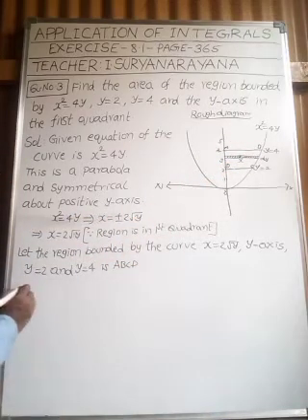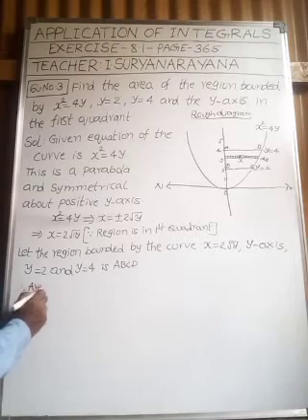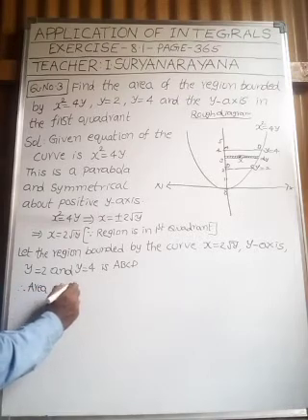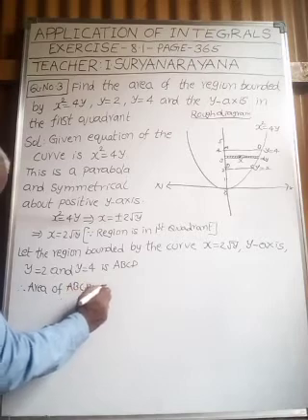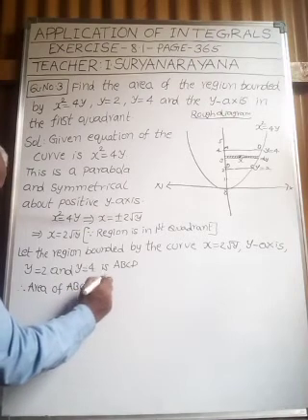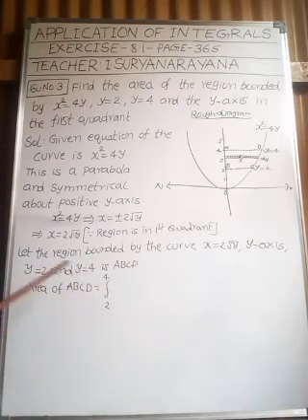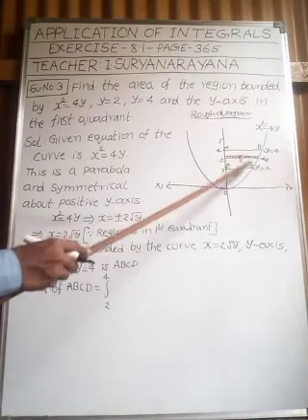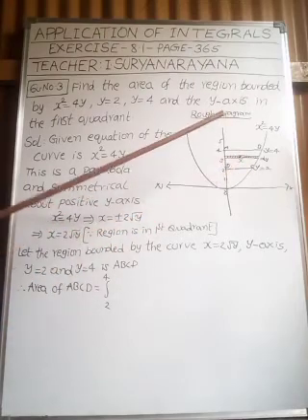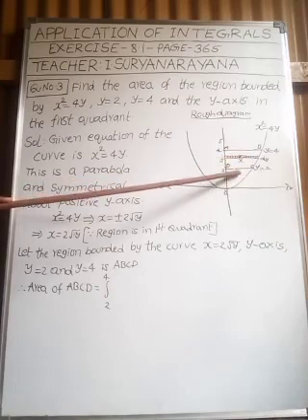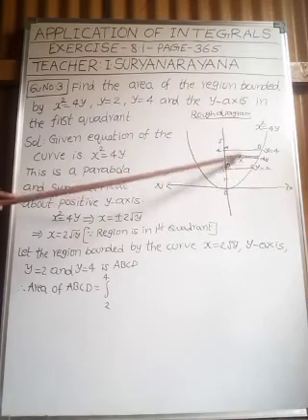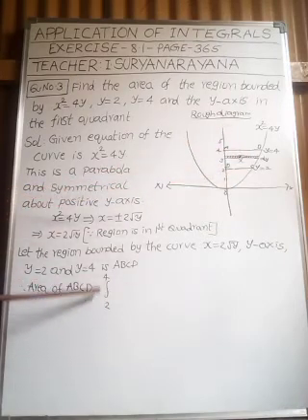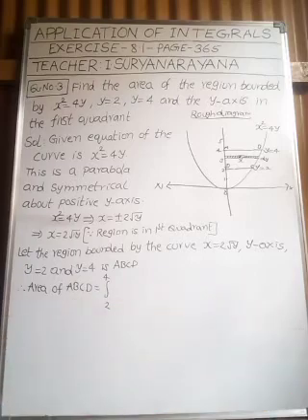Therefore, area of ABCD is the integral from 2 to 4, the limits. This horizontal strip is moving between y is equal to 2 and y is equal to 4. Yes or no, my children? So integral 2 to 4 x dy.